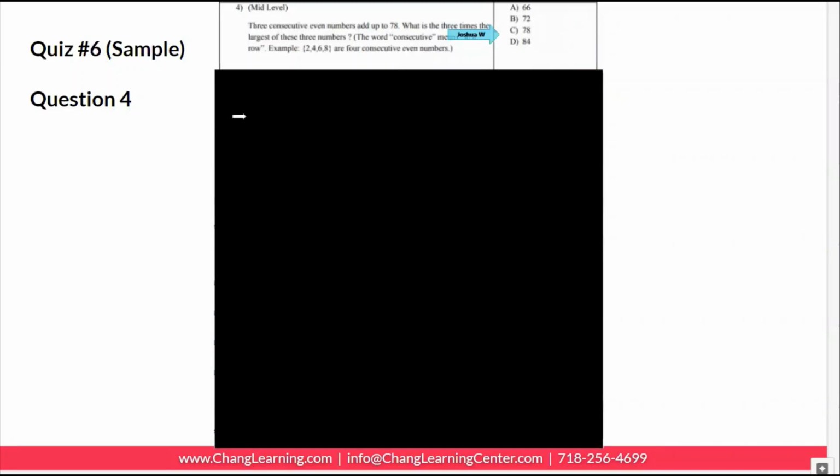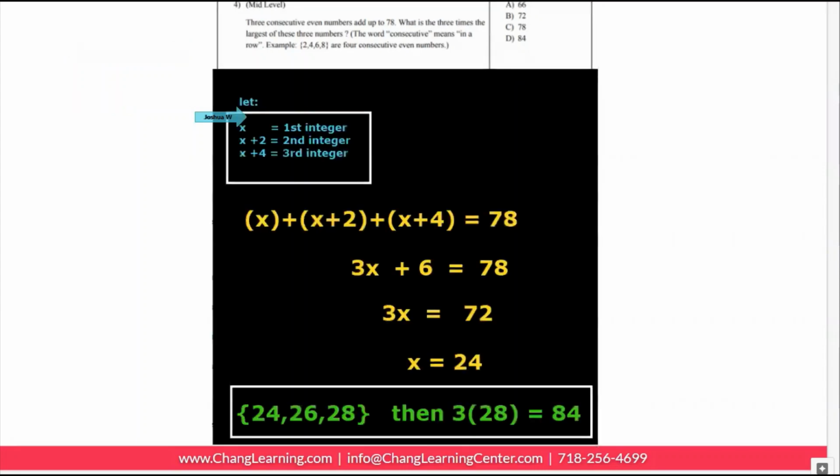Question number 4. 3 consecutive even numbers add up to 78. What is 3 times the largest of the 3 numbers? The word consecutive means in a row. For example, 2, 4, 6, and 8 are 4 consecutive even numbers. For this example, we'll let x equal the first integer, and since they're even, they skip by 2's. So the second integer will be x plus 2, and the third integer will be x plus 4.